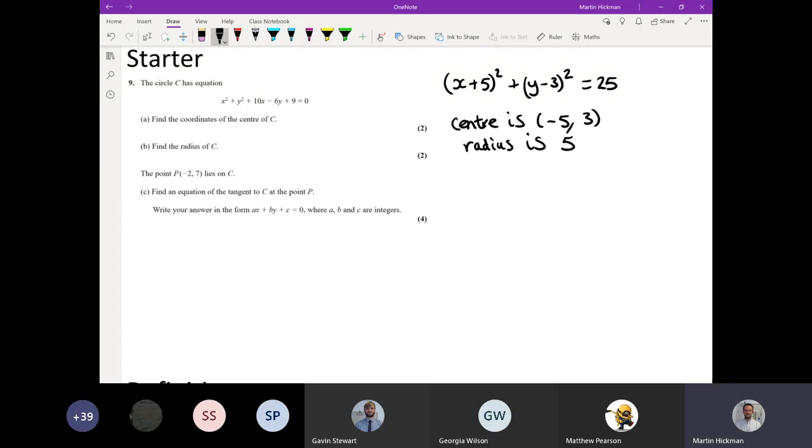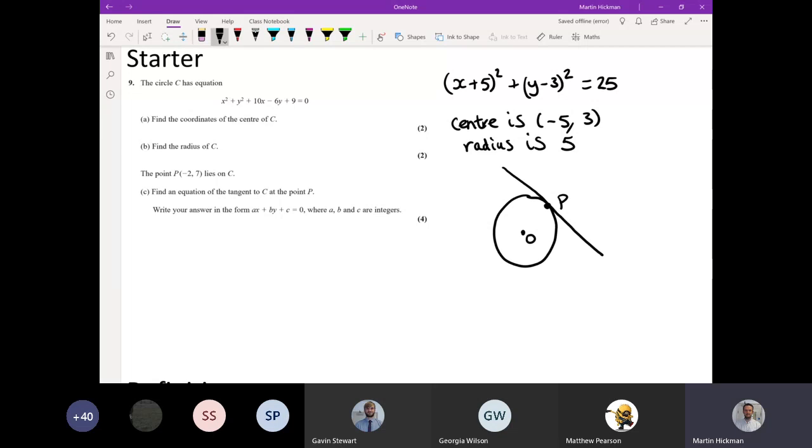So C is the one I want to spend a bit more time on. So firstly, what we're going to do is we're going to do a little sketch here. So we've got our circle. So I'm going to call that centre O. And then I've got this point on the circle, which I'm going to call P. And we're looking to find the equation of a tangent to C at the point P. So the tangent here is just the line that is going to touch the circle.